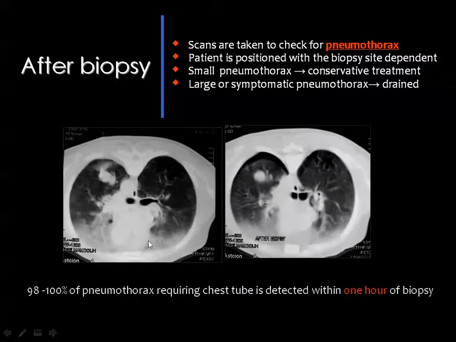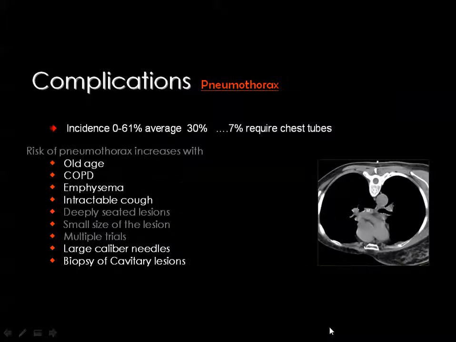Then after removal of the needle and taking the biopsy, you should have scans to ensure if there are any complications. And in this patient, you can see some pneumothorax has developed after removal of the needle. And if you look at the opposite lung, you can see these emphysematous changes, which are the major cause of pneumothorax in most cases.